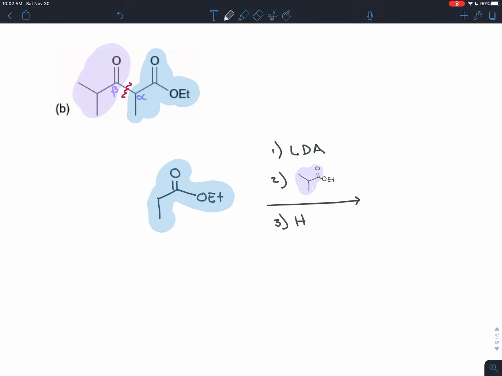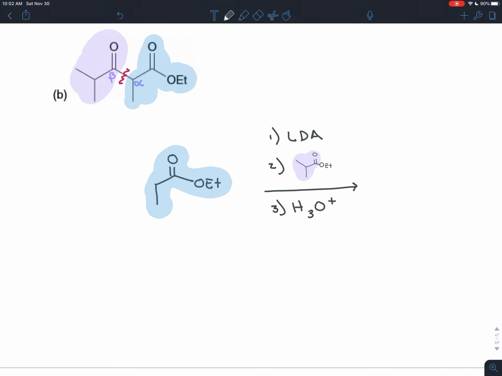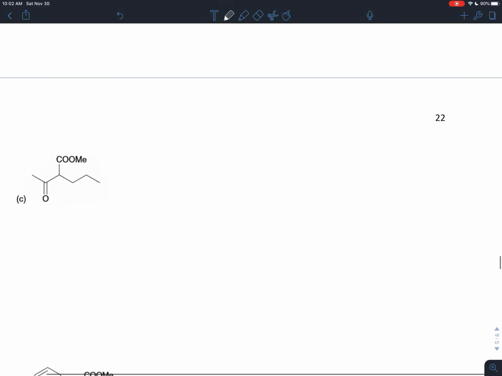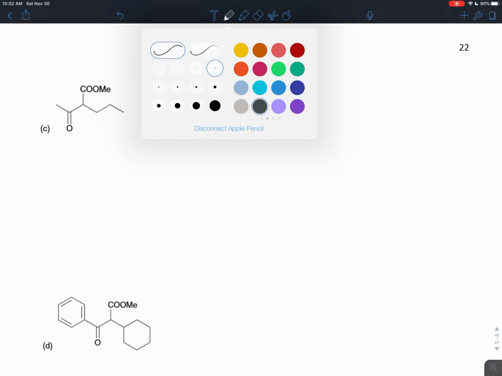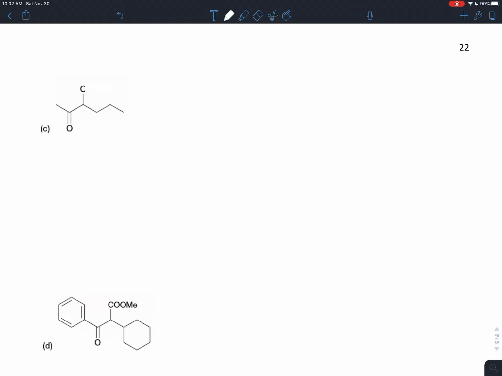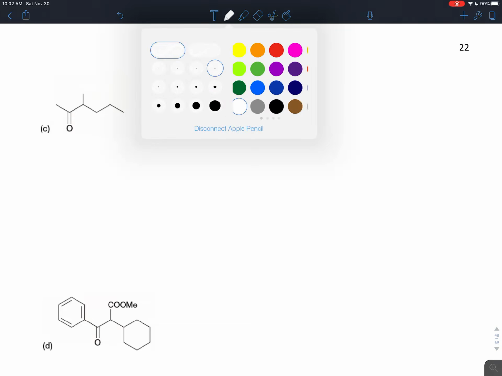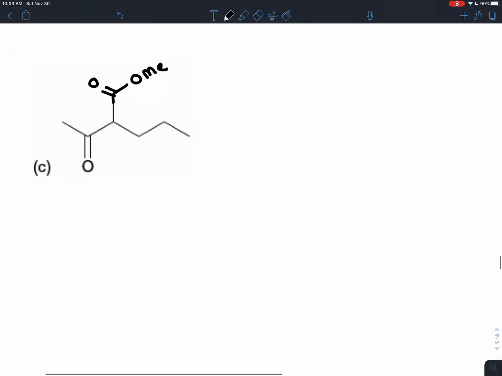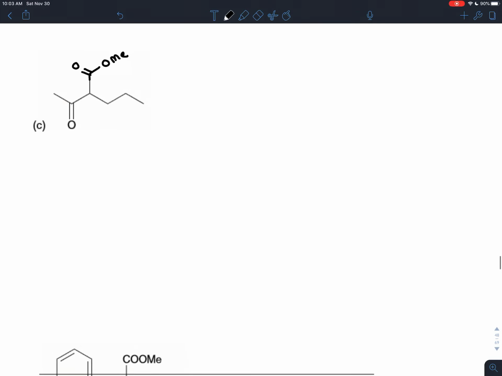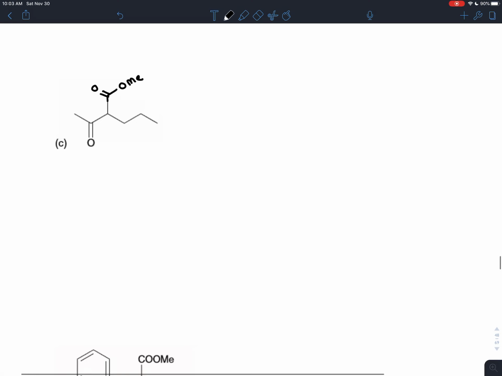And last, do an acid wash. Make sure to do that at a relatively low temperature so you don't hydrolyze that ester. Okay, let's try C. Now the COOMe is really an ester. I'm going to redraw that to show you what it looks like in a skeletal structure. So if you compare the molecule on your homework with that, that's the COOMe that they have there.